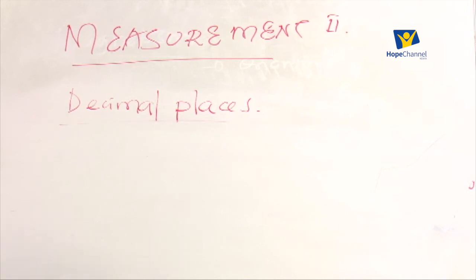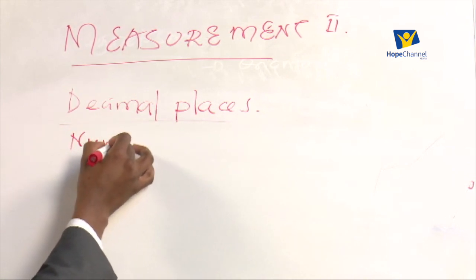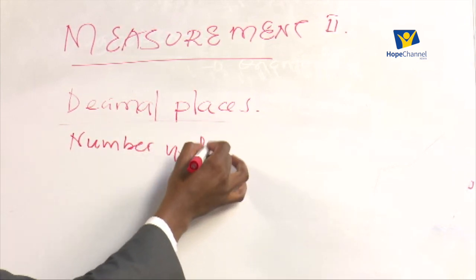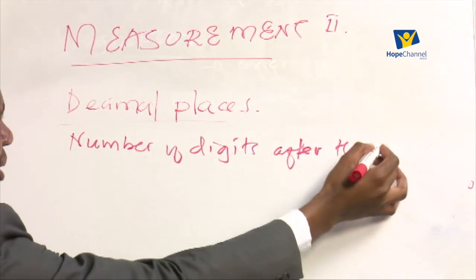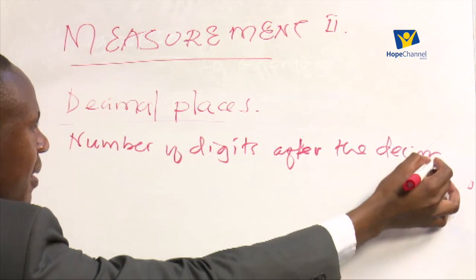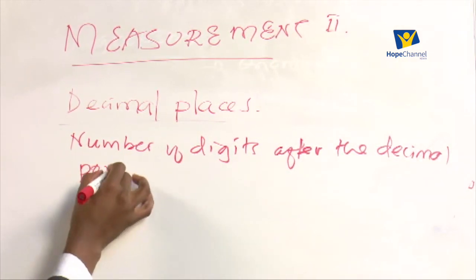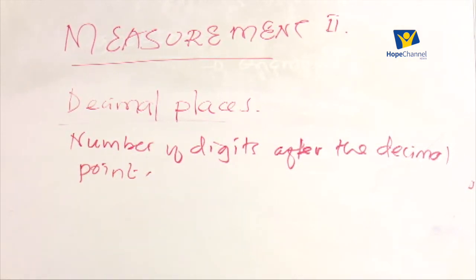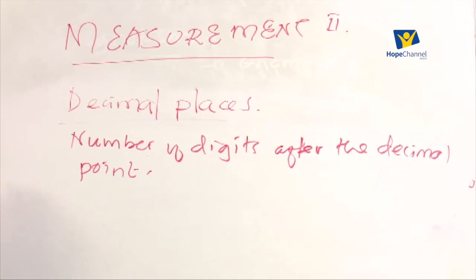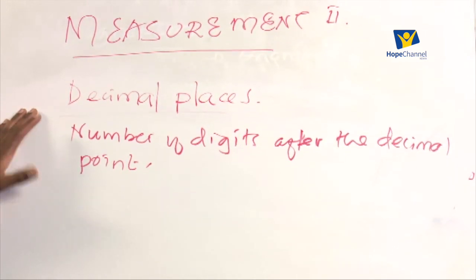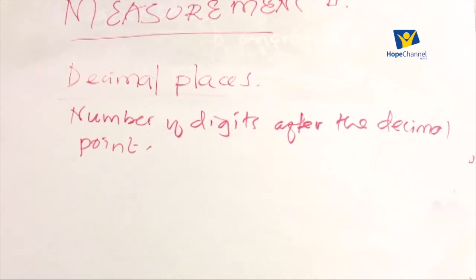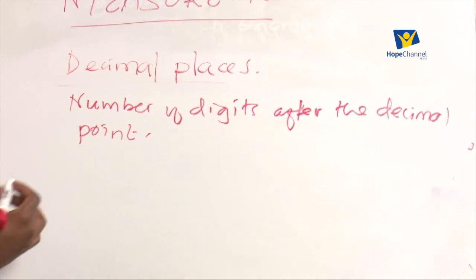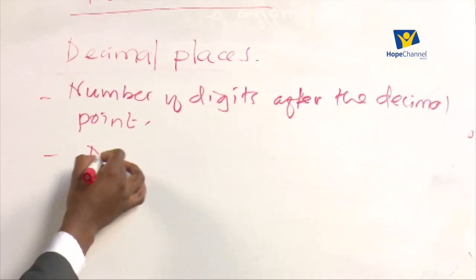In this case now, a 0 is included. The number of digits after the decimal point. That is what we call the decimal places. So then that means we can only talk of decimal places for decimal numbers and not whole numbers. Whole numbers don't have decimal places, and we cannot talk of decimal places for whole numbers. So here we are strictly looking at the decimal numbers.